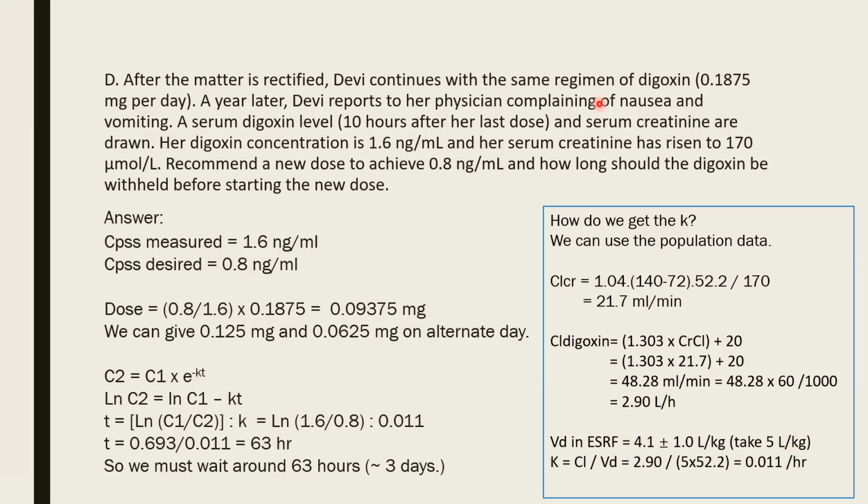Then we get the K. The K is clearance divided by VD. So 2.9, we have to be aware, we have to convert first from ml per minute to liter per hour. And then we have 2.9 divided by 5 times 52.2, which becomes 0.011. Then we put it here to the K and we get 63 hours. So we must wait around 63 hours. 3 days is around 72 hours, so we can probably say, okay, wait around 72 hours. So this is the last one.